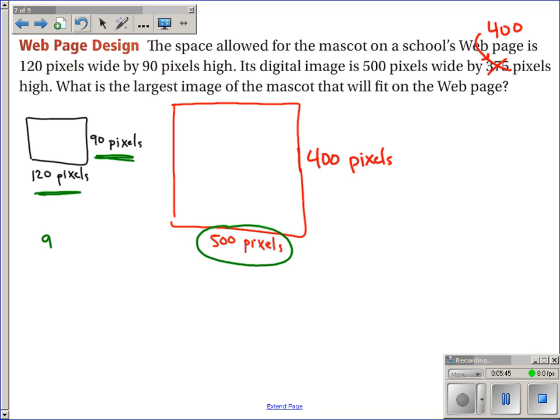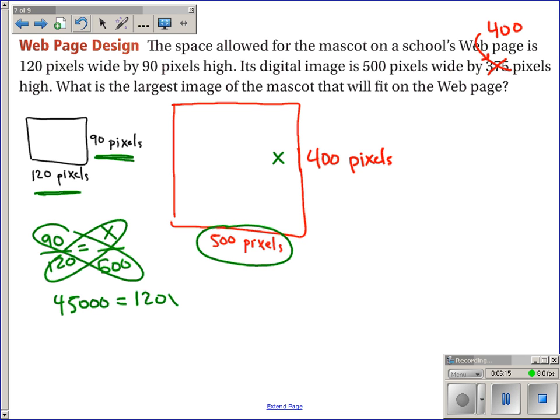So I will look at 90 over 120. I'm looking, using an internal ratio this time, is equal to x. I don't know the height. I'm going to call this length x of what the picture would be over 500. Okay, and I will cross multiply. This gives me 45,000 is equal to 120x. Divide both sides by 120. And x is equal to 375.